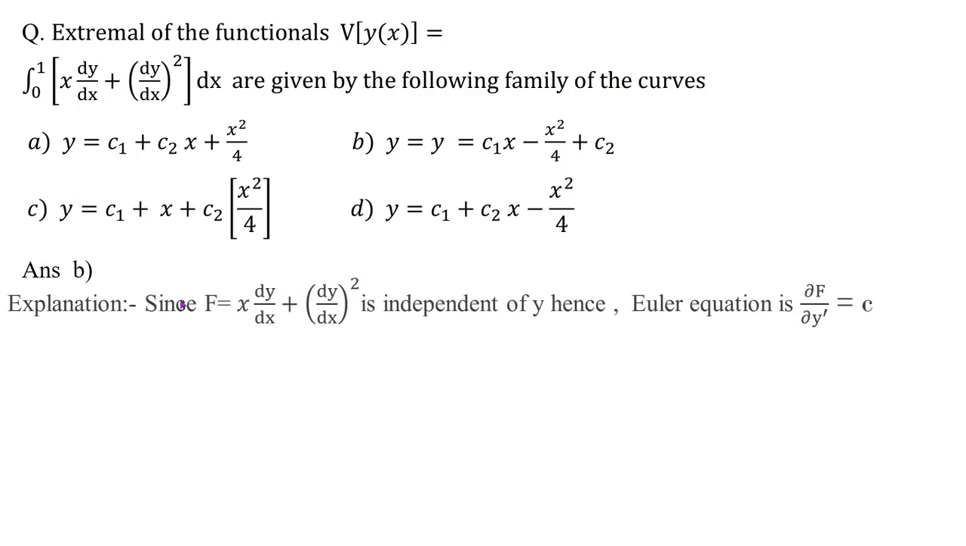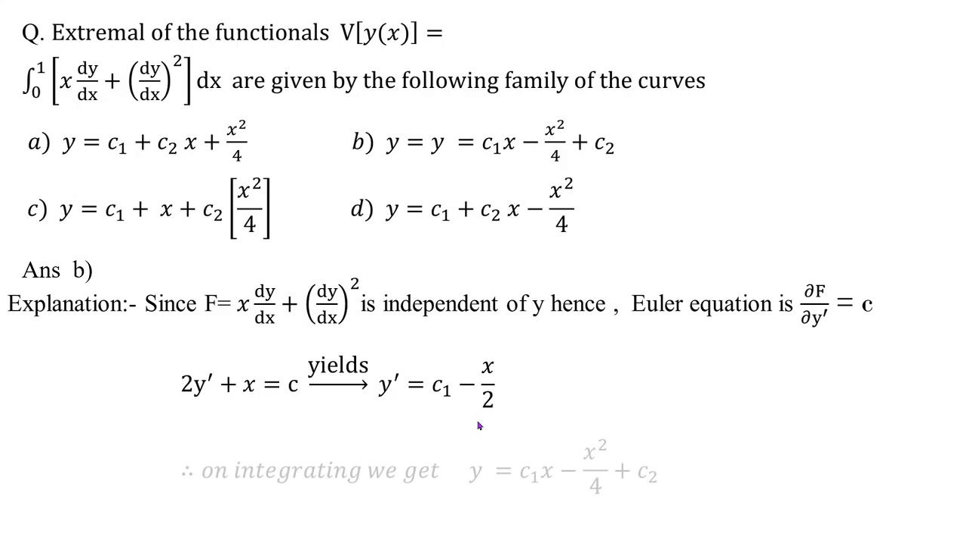Again we will first observe this functional integrand. The integrand involves x and the derivative term, so it is independent of y. In this case the Euler equation reduces to del f by del y dash is equal to c. We have seen the 4 cases depending upon the dependency of the function f. The Euler equation is this when f is independent of y. So just find del f by del y dash. We get 2y dash plus x is equal to c, which on simplification can be written as y dash is equal to c1 minus x by 2.